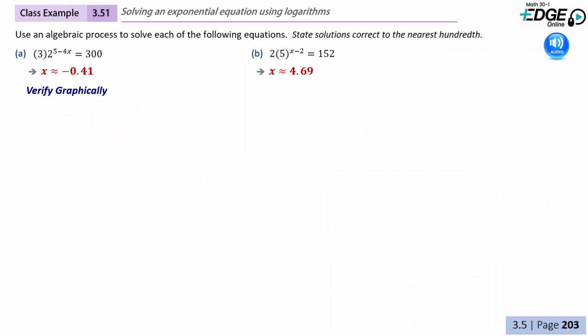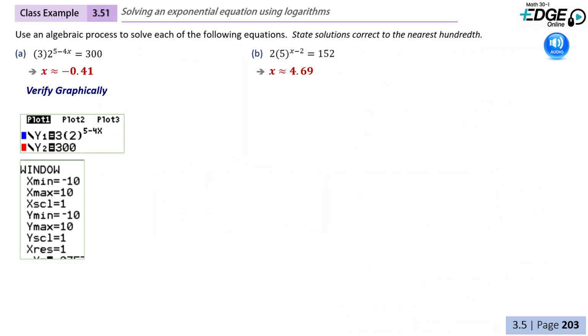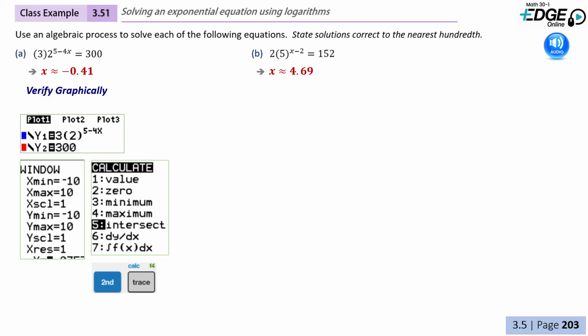All right, so now let's verify graphically. If we want to verify graphically, what we can do is just graph one side of the equation as my y1 and the other side as my y2. So that's what we have going on here, y1 and y2. Now, we can actually leave our window settings really where they were. We don't actually have to worry too much about that. So now, next, you'll go to intersection.